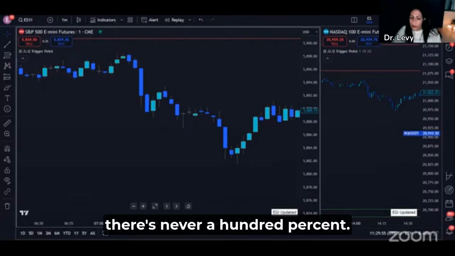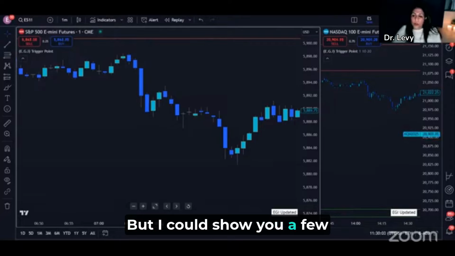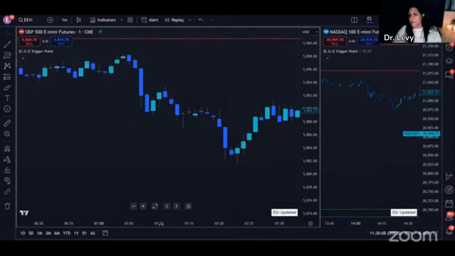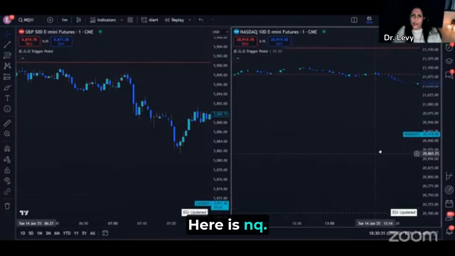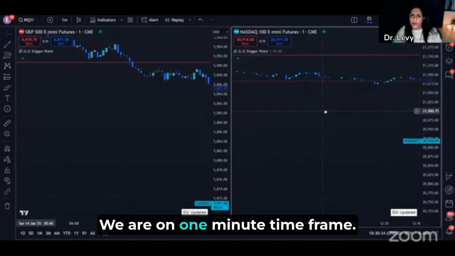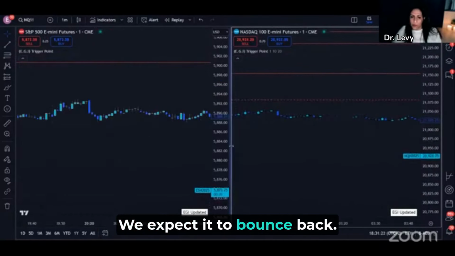So yes, there's never 100%. I showed you at least one losing trade, but I could show you a few beautiful risk to reward ratio trades. So what is the meaning of correlation? Here is NQ. We are on the 1 minute time frame, and this is the resistance level. We expect it to bounce back.